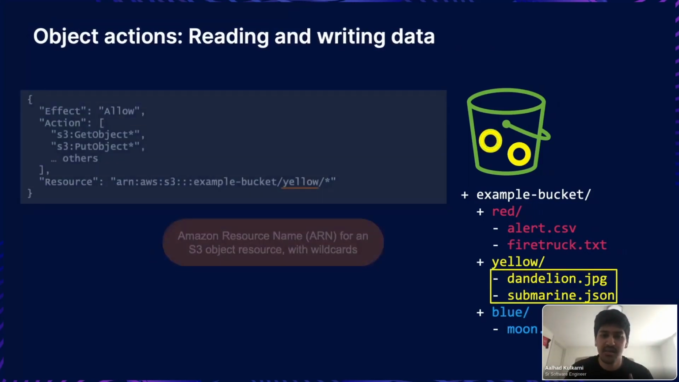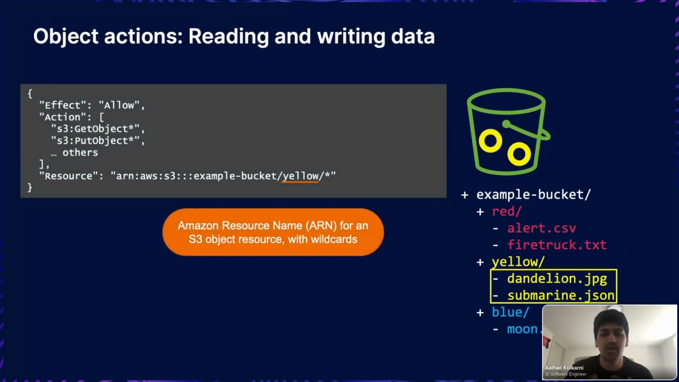Or you can combine them into what we call prefixes in Amazon. So you can say, hey, this person has access to get object and put object for all of the objects within the yellow prefix. So you get access to dandelion.jpg or submarine.json.